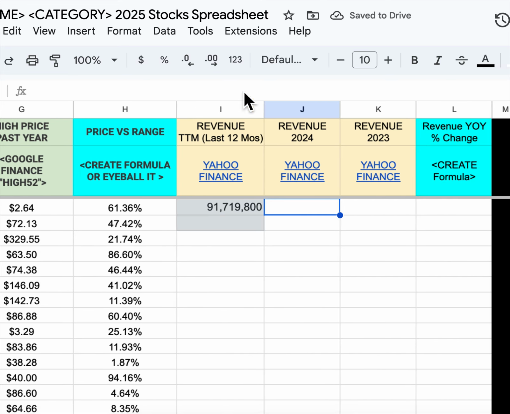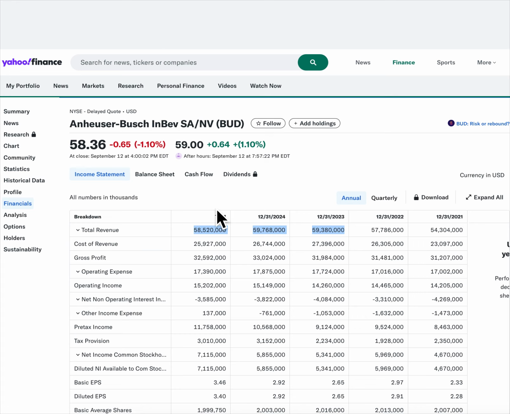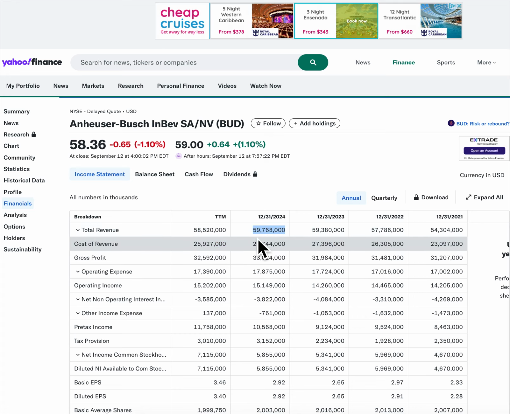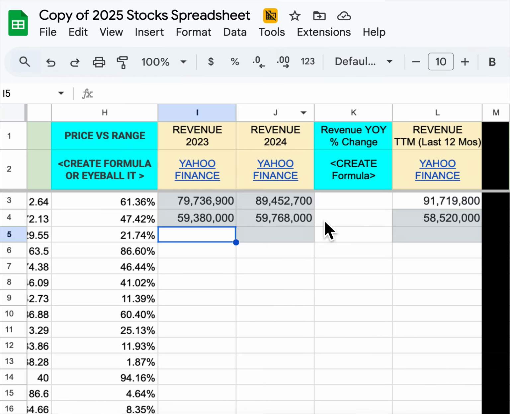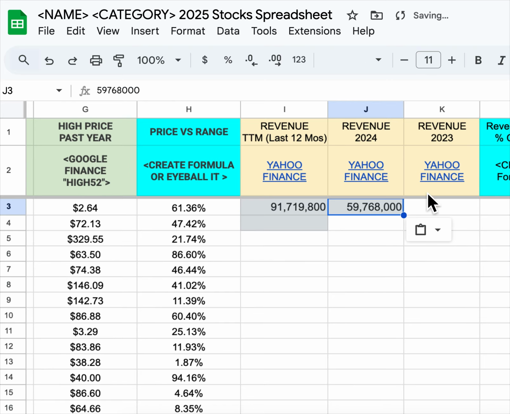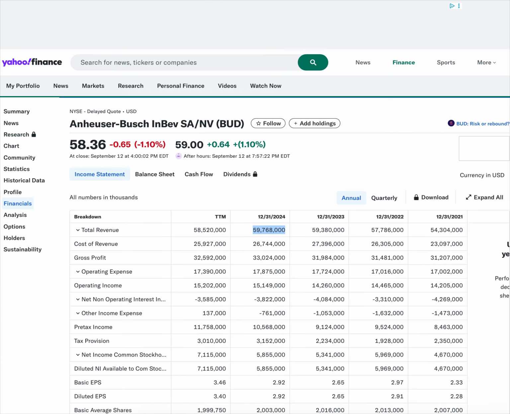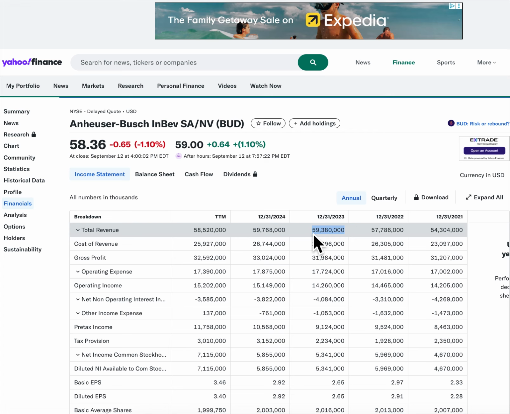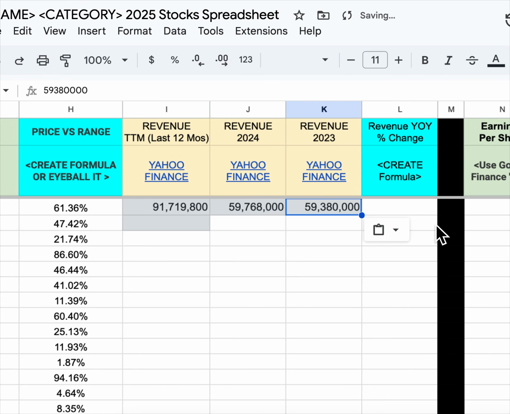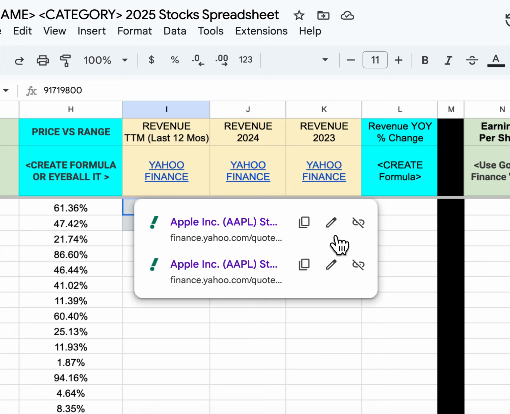Okay, so that's that revenue, and then 2024, it's here. Okay, great. 2024 revenue, and then the revenue for 2023. Copy that in. Alright, so if you take a look at it, like recently, this is pretty high compared to where it was.